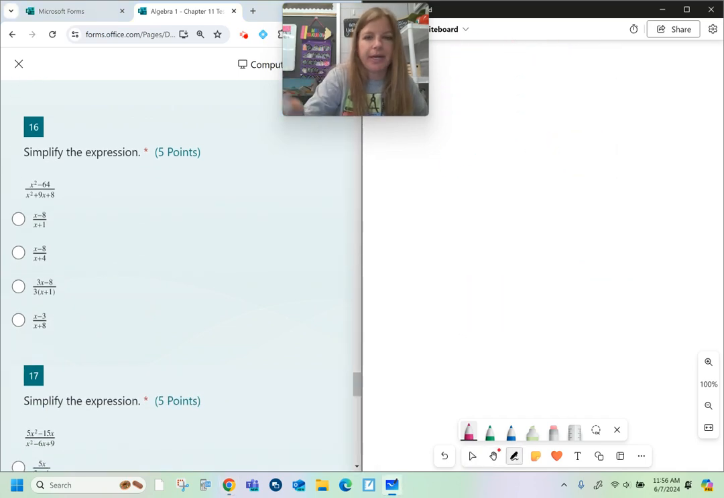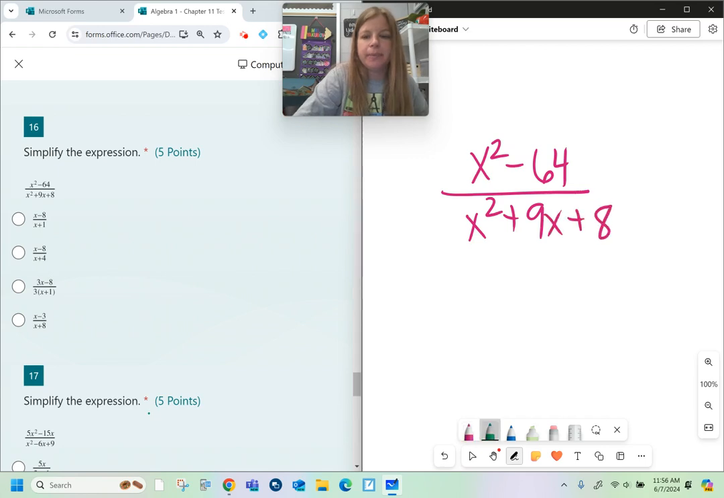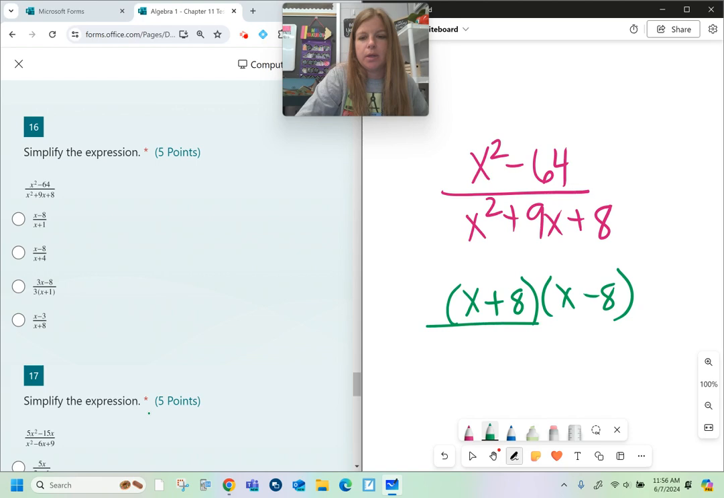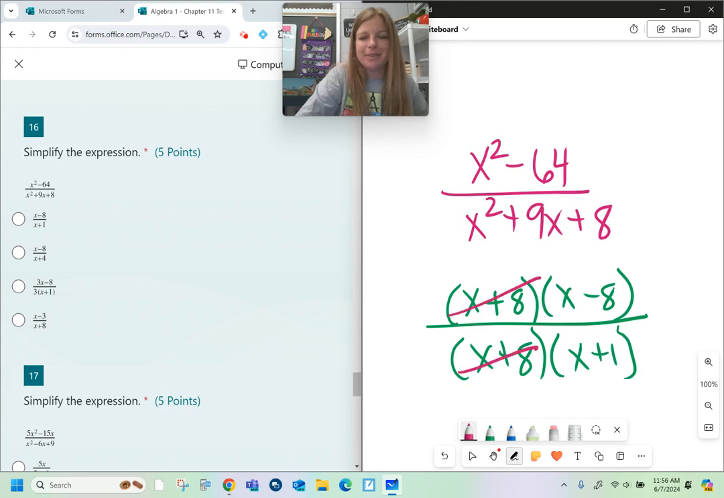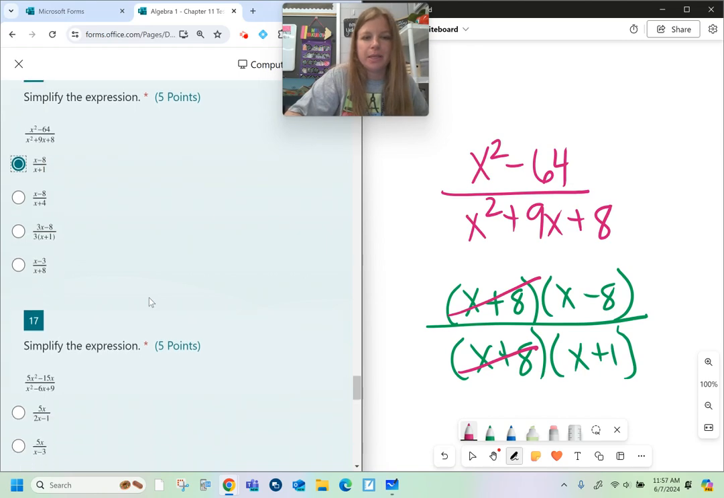More factoring, ready? X squared minus 64 over x squared plus 9x plus 8. Okay, so x squared minus 64 becomes x plus 8, x minus 8. What two numbers multiply to get 8 that add up to get 9? That's a positive 8 and a positive 1. What do I get to simplify out? X plus 8, x plus 8. And there's my answer, x minus 8 over x plus 1.